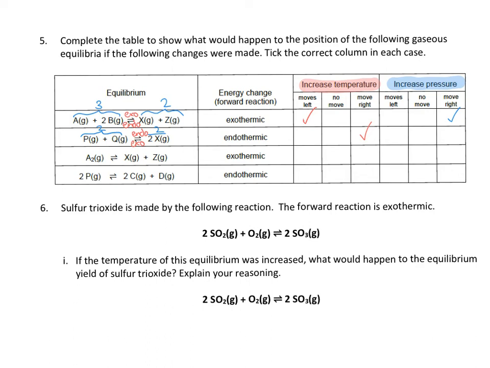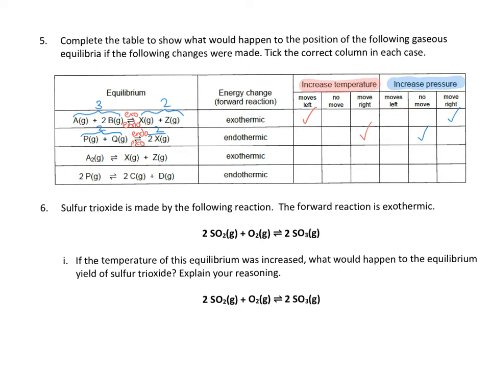If you change the pressure, it only has an effect if there is a difference in the number of moles on the sides of the equation. Here we have the same number on both sides. We have 2, so changing the pressure can make no difference to the position of equilibrium. So there is no move.